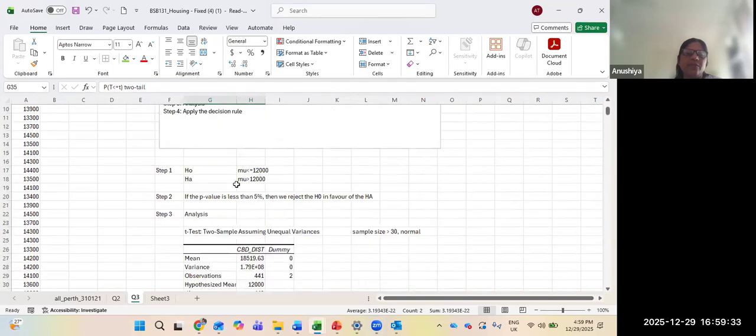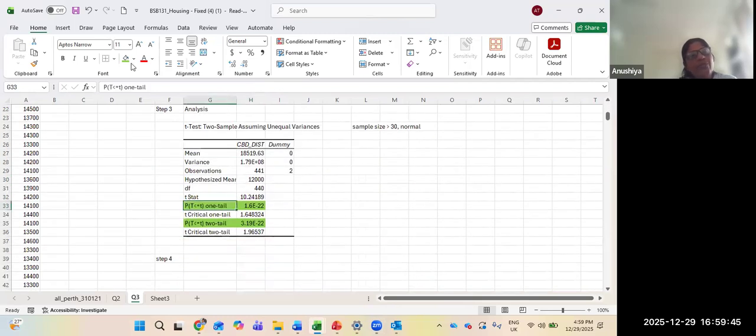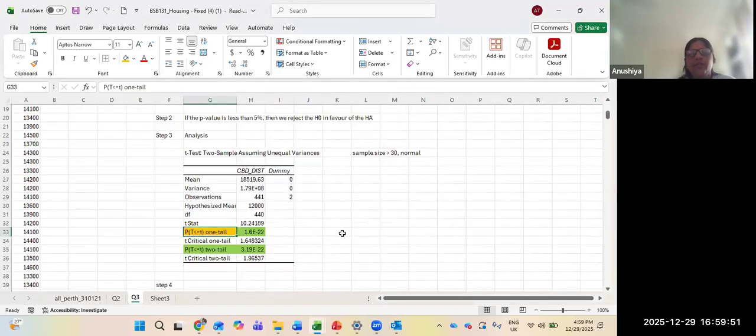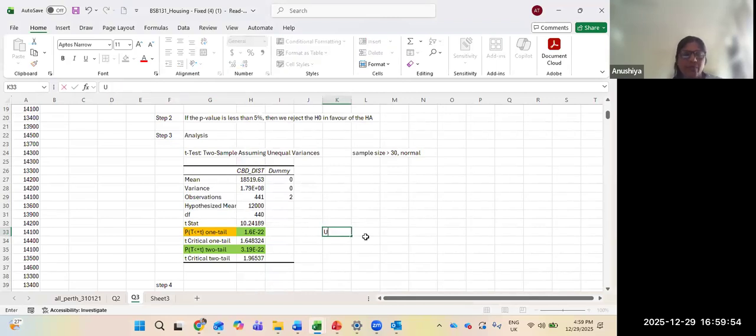This decision depends on the specification of the alternative hypothesis. Here we are using the alternative hypothesis with the greater than sign, so we are going to use the one-tail test, right? But there are two types of one-tail test: the upper one-tail test and the lower one-tail test. The analysis toolpack gives only one-tail test, but depending on the magnitude of this value, whether positive or negative, you can decide whether it is upper or lower.